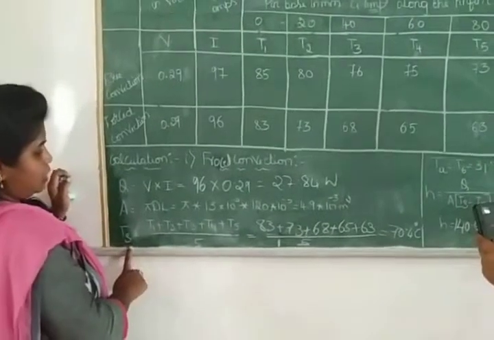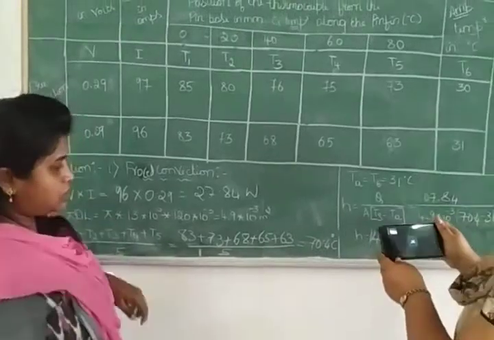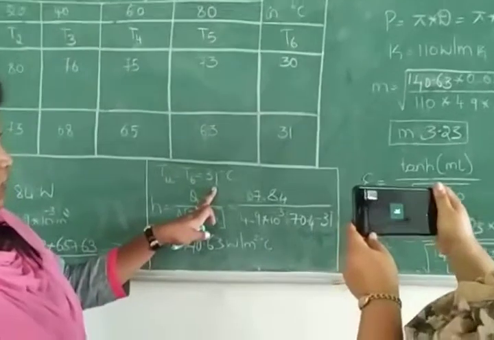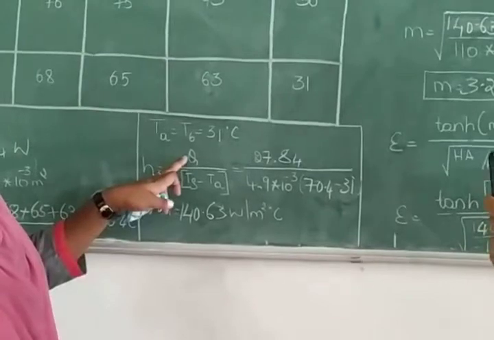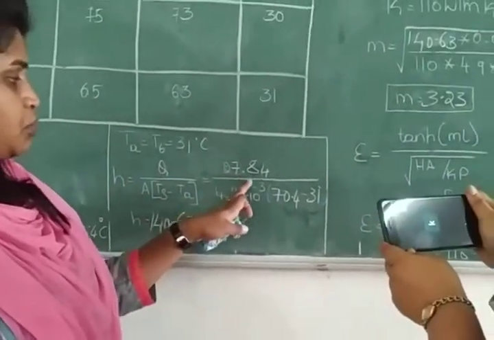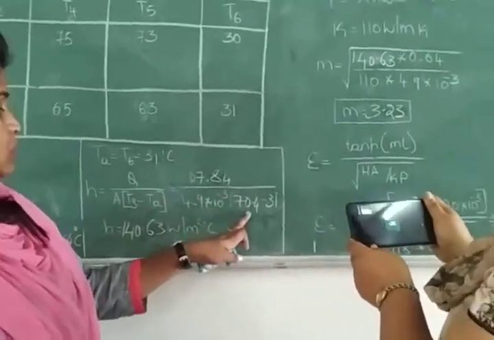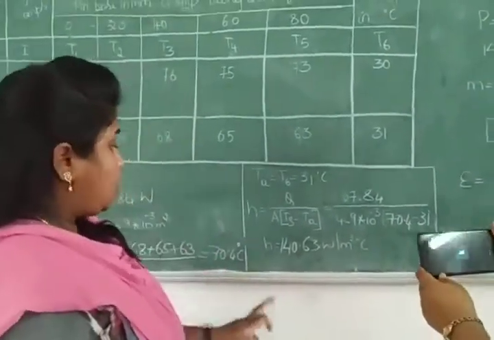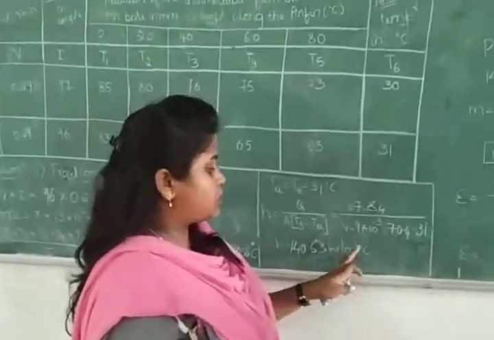For the surface temperature, we need to take the average of all the 5 thermocouples. We are getting 70.4 degrees Celsius. TA or T6 is about 31 degrees Celsius. Now in order to find the value of H, the convective heat transfer coefficient, again the same formula: Q divided by A into delta T. The Q value is 27.84, the area is constant at 4.9 into 10 power minus 3, TS, the surface temperature, is 70.4 and TA is 31. So the H value we are getting is 140.63. The unit is watt per meter square degree Celsius.